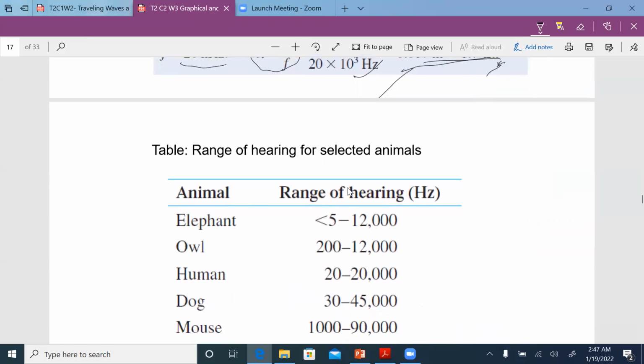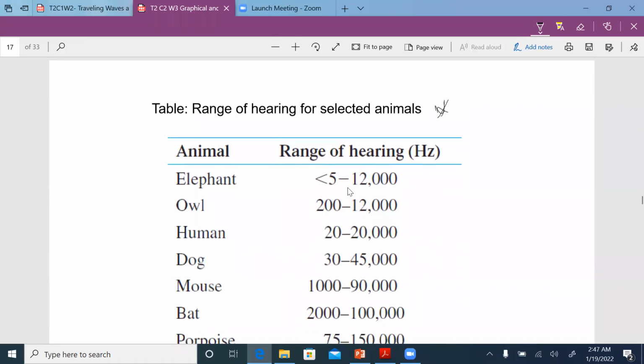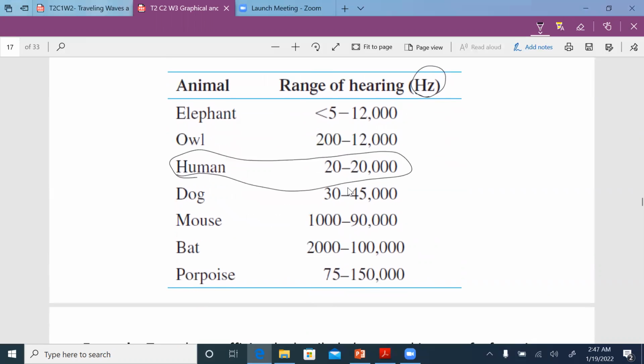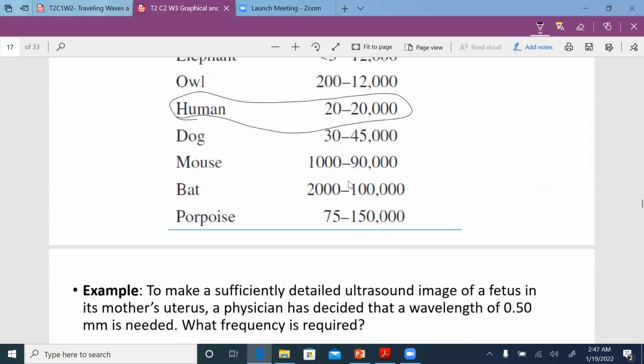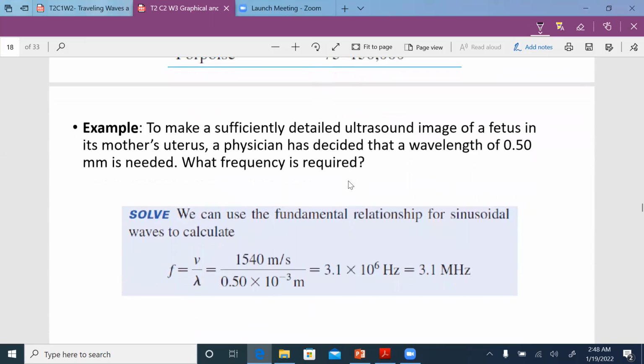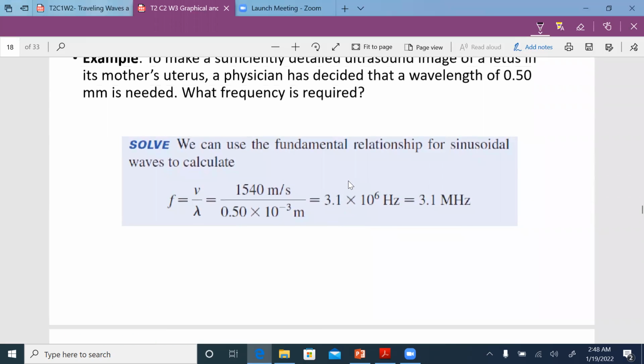Now, this is the range of hearing for different animals. You see where the human being falls in, 20 to 20,000 hertz. Okay, so these are other animals and their hearing range as well. So we'll take this example, almost at the end of the class.